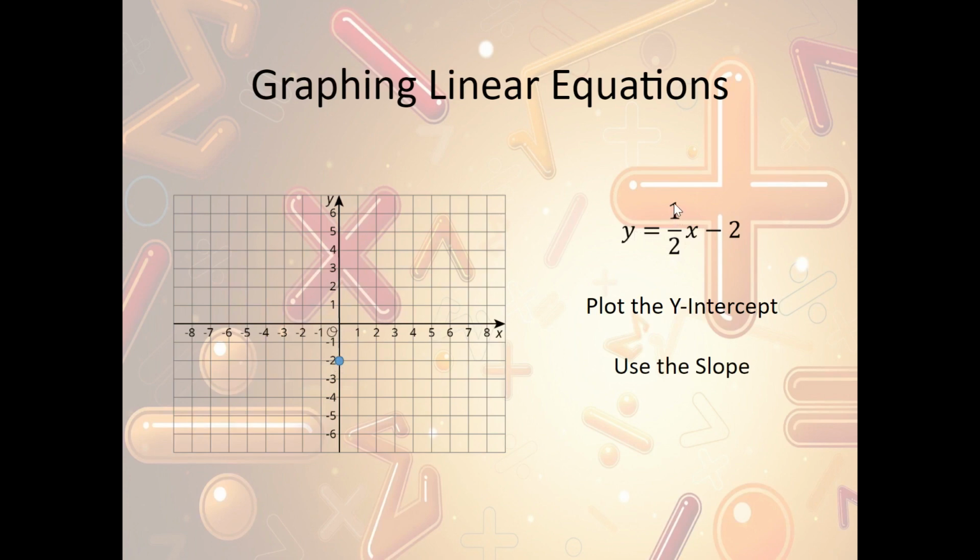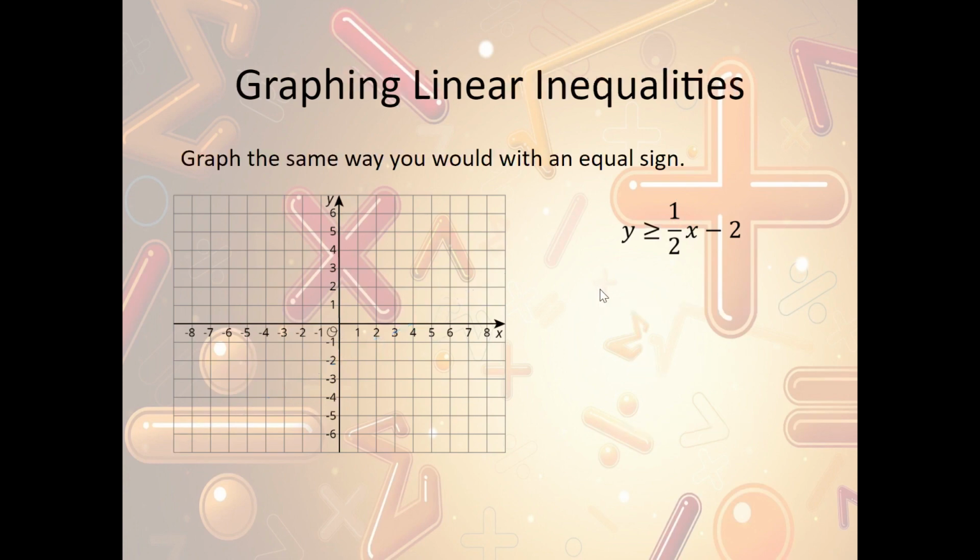Then I'm going to use the slope to plot the second point. So this tells me change in y of 1, so I'm going to go up 1, change in x of 2, so I'm going to go to the right 2. So up 1 to the right 2, and I plot my point there, and then I connect the dots, and now I have a linear equation that's been graphed. Now how does this apply to inequalities?